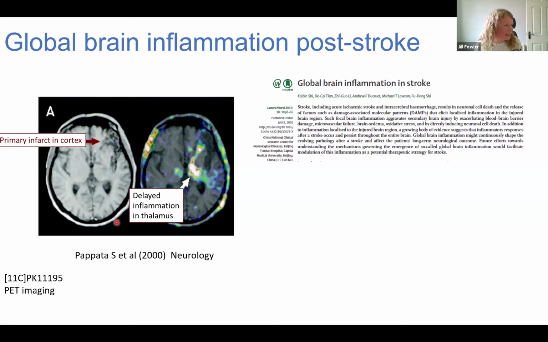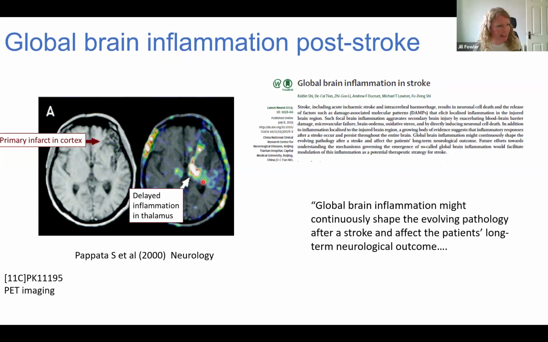In this study, they've undertaken PET imaging with a ligand which detects inflammatory changes. And you can see that the changes are not very marked in the peri-infarct lesion itself, but they're actually most marked in the anatomically connected ipsilateral thalamus. So in this review, they were really highlighting that this is an emerging field. We don't know so much about these changes remotely post-stroke, but that they may continuously evolve pathology in networks that are required for cognition, and they may affect a patient's long-term neurological outcome.